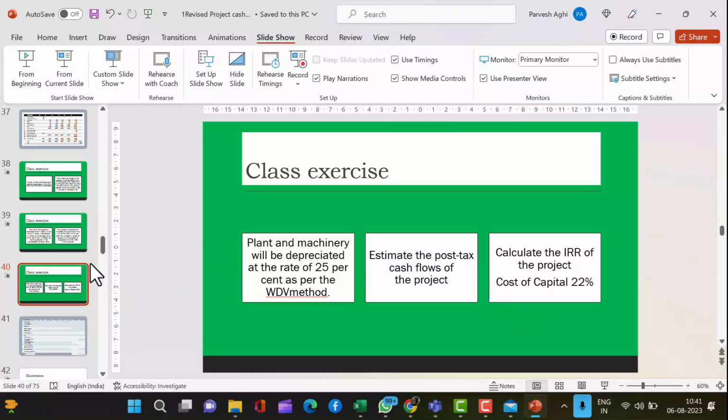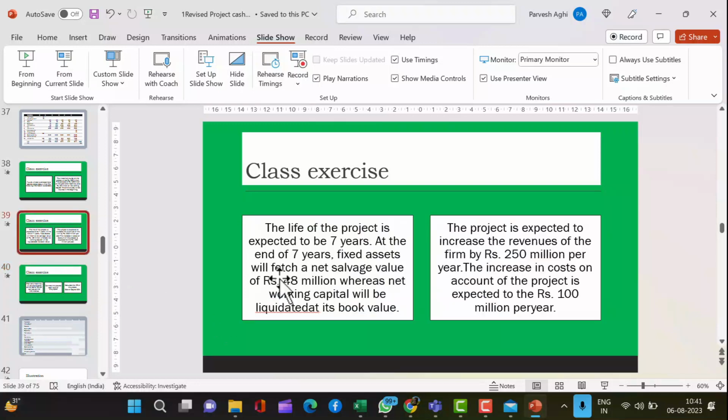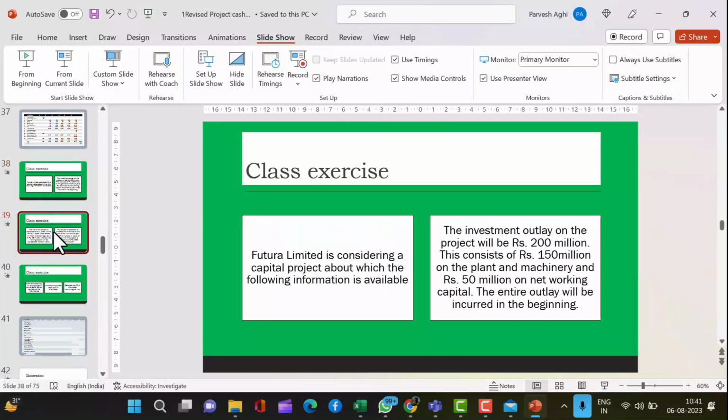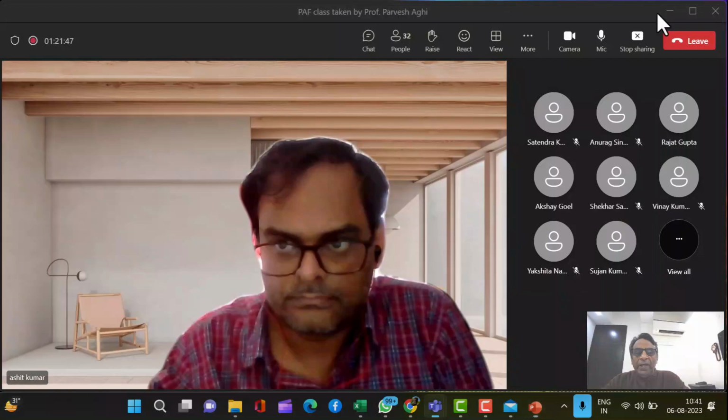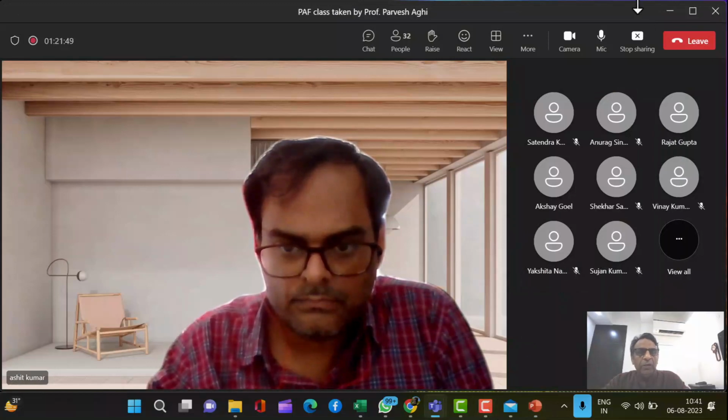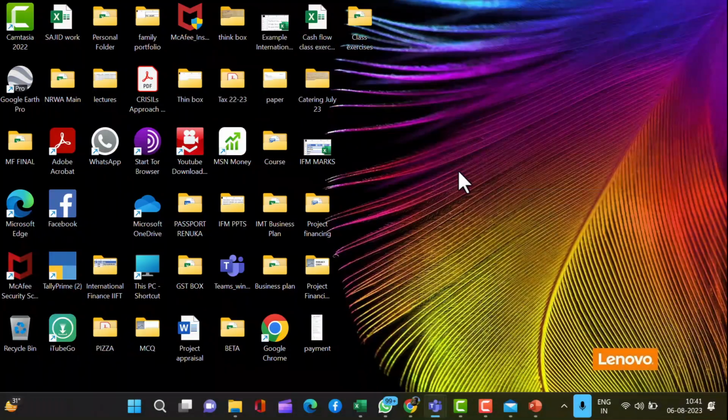टैक्स रेट भी नहीं दिया हुआ, तो टैक्स रेट भी हम देख लेते हैं. एक सेकंड. टैक्स रेट दिया हुआ कहीं? ओके, अच्छा ठीक है. So we will just go to the Excel sheet. We'll assume a tax rate. Okay, fine. So हम लोग क्या करते हैं? हम लोग ये क्लास एक्सरसाइज खोलते हैं.